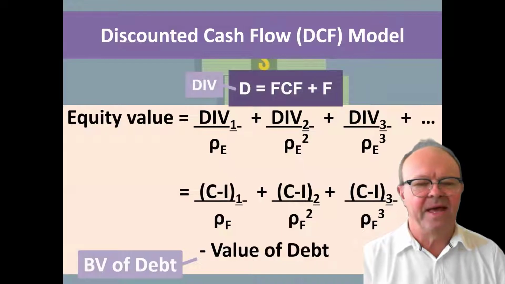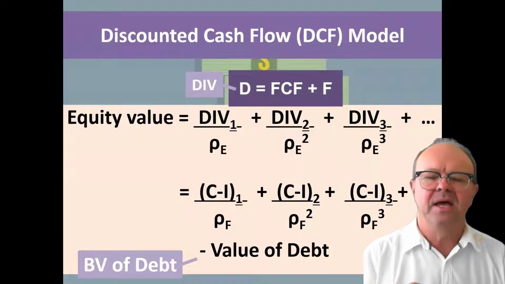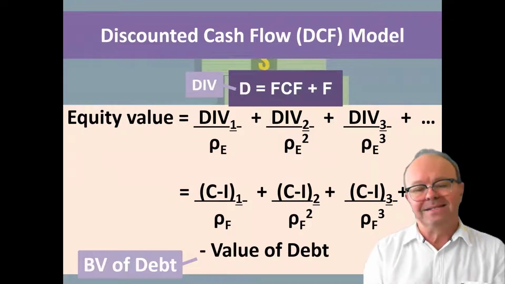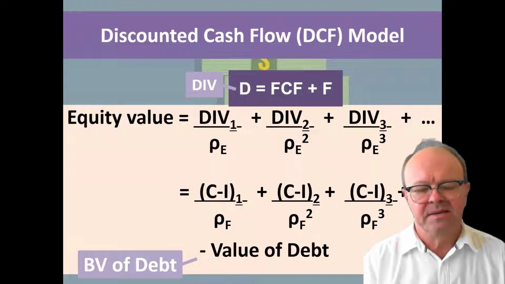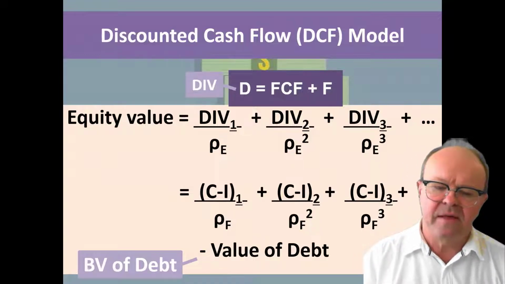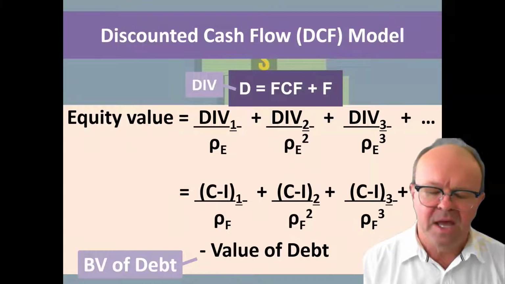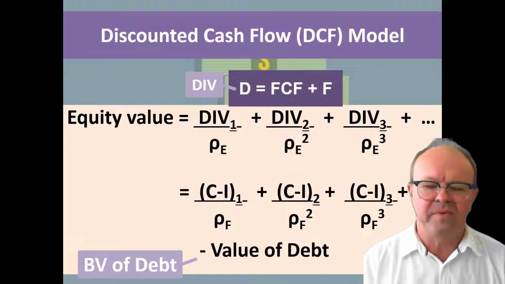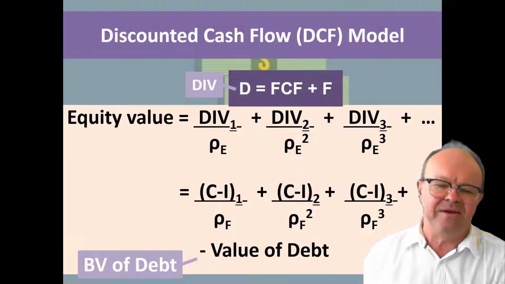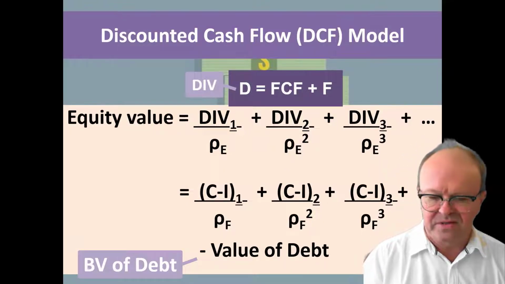Now, if we do the algebra, we can turn the dividends in year one divided by rho E, plus the dividends in year two divided by the cost of equity capital squared, plus the dividends in year three divided by the cost of equity capital cubed, we can replace it with the free cash flow: C minus I year 1, C minus I year 2, C minus I year 3. And we can use not the cost of equity capital, but the weighted average cost of capital, the cost of capital for the operations, squared and cubed, less the value of debt. So we take the book value of debt out of it, and we're left with the operating activities, which is free cash flow divided by rho F and so forth.